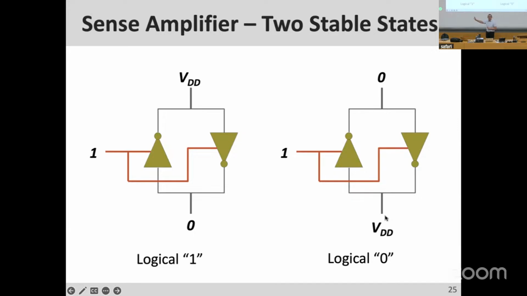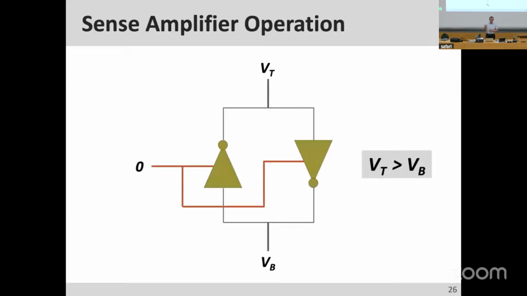When this is disabled, we don't care what the value is, but we want to set it to some reference value so that we can sense things. I'm going to go through the sensing operation a little bit. So what's the sensing operation? We're going a little bit into the analog domain, but bear with me.